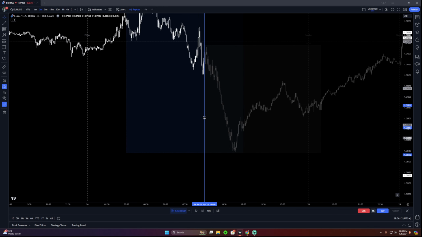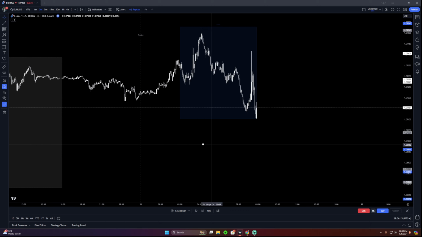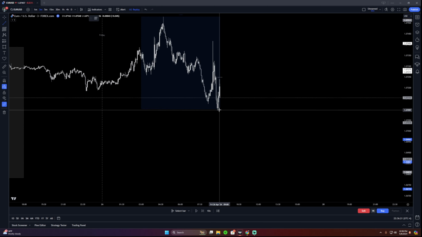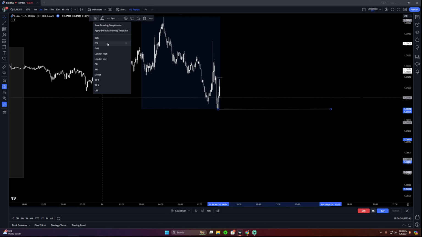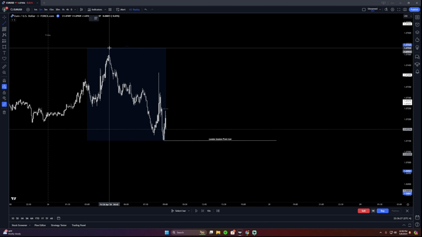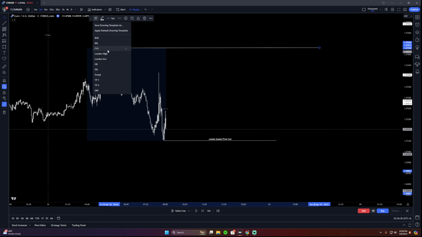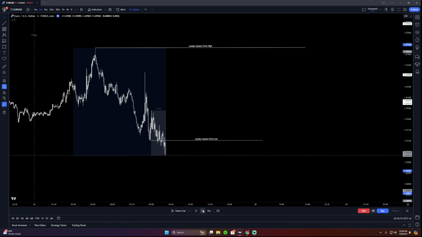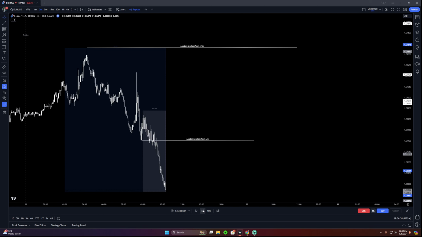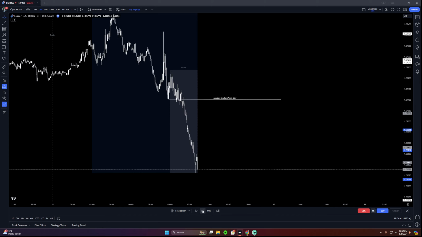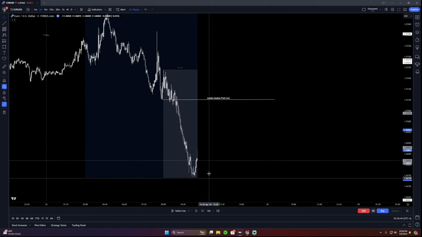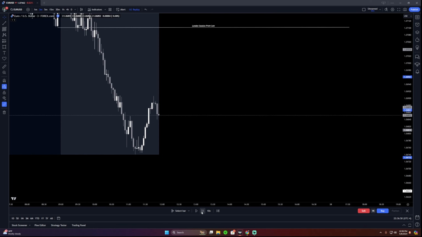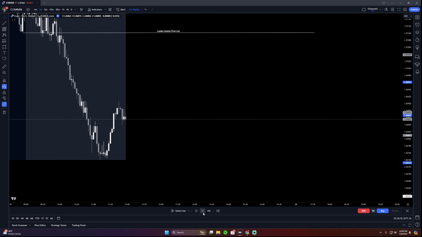Let's check this one out. We see lower London session, high of. Okay, we're looking for one of our things to get swept. We see the low get swept. We're looking for a bullish fair value gap. See a bullish fair value gap getting formed right there.